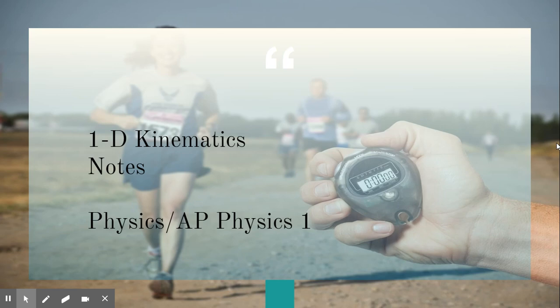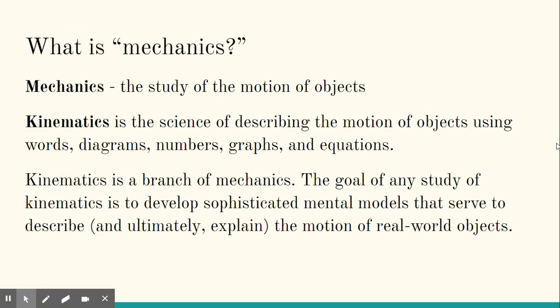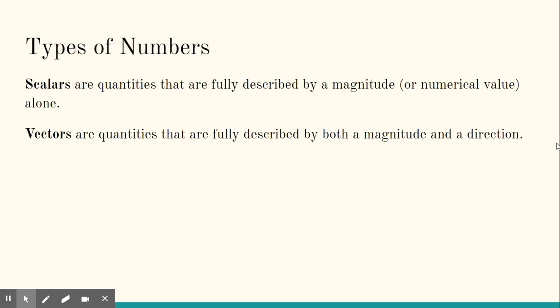Today we're going to talk about one-dimensional kinematics, specifically the part of mechanics dealing with the science of motion using words, diagrams, numbers, graphs, and equations. Kinematics is just part of mechanics. Really, we're trying to make mental models that can describe and explain real world things, basically how things move. We're going to talk about scalars and vectors, and they become really important in kinematics.